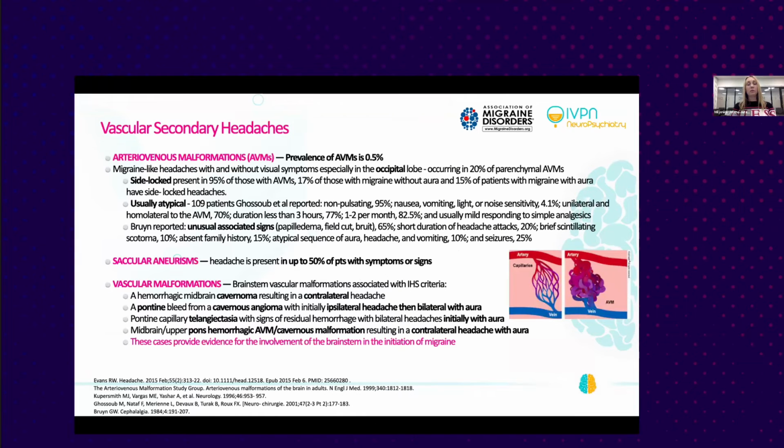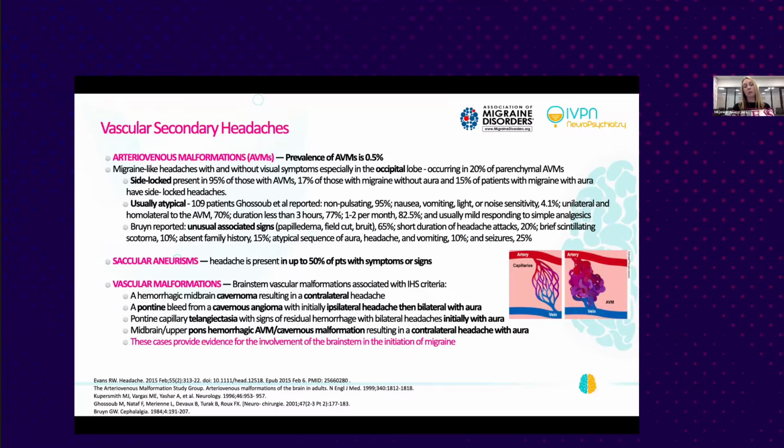There are some other, maybe less common vascular secondary disorders, such as AVMs, that usually happen in the occipital region, thus sometimes inducing migraine-like headaches with visual auras. They're usually side-locked, which means unilateral, and they're usually atypical with also atypical associated signs. And of course, you should be aware there and look for neurological signals and signs.